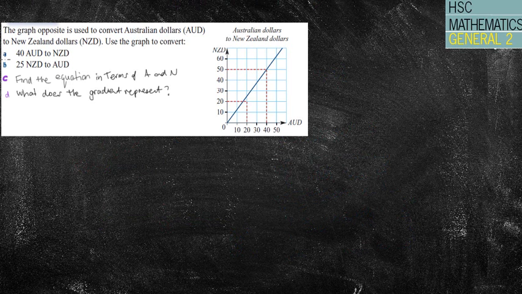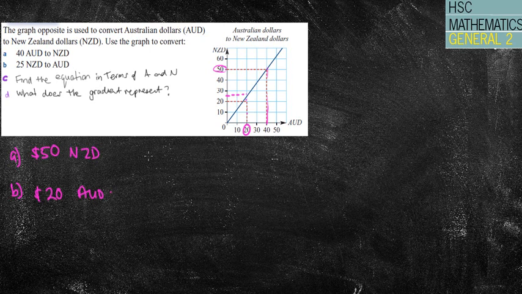The graph opposite is used to convert Aussie dollars to New Zealand dollars. Use the graph to convert. A says 40 Australian dollars. So here I'm going to go up, and to convert them into New Zealand dollars, we get 50. So the answer for A would just be 50 New Zealand dollars. Nice and simple. Part B, just as simple, 25 New Zealand dollars this time. So halfway between 20 and 30. Go through until I hit that point, we get 20. So in this case, 20 Australian dollars.